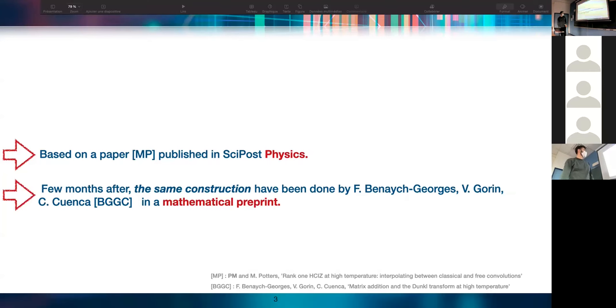But at the same time, there are three mathematicians who have worked exactly on the same topic. They've done exactly the same construction, but from a mathematical point of view. The two papers are very different. In particular, our construction really relies on an object called the Markov-Krein transform, while they study other aspects of the same construction.